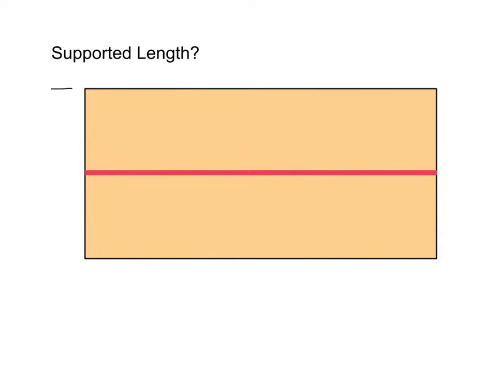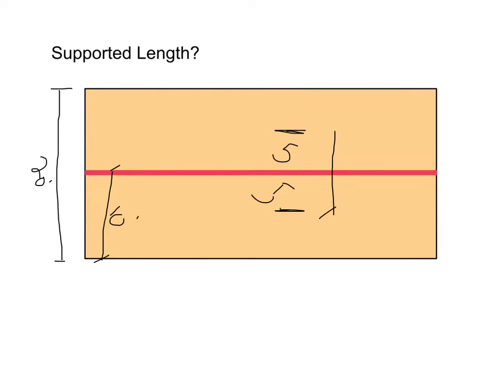So for example, if we had a floor system that was 20 feet wide and the distance to my beam was 10 feet, my supported length for that beam would be 5 feet from this side, 5 feet from this side. So a total of 10-foot supported length for my beam. And the supported length for this foundation wall would be 5 feet. The supported length for this foundation wall would also be 5 feet.